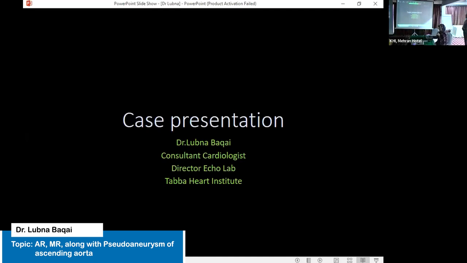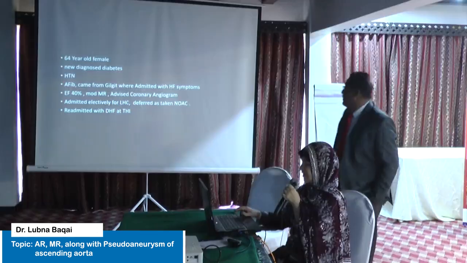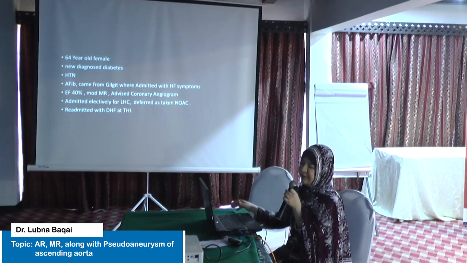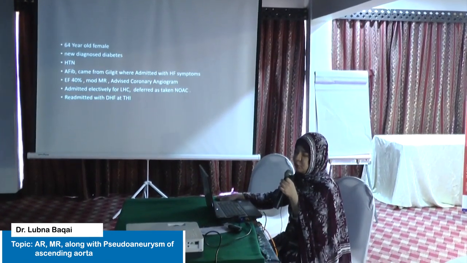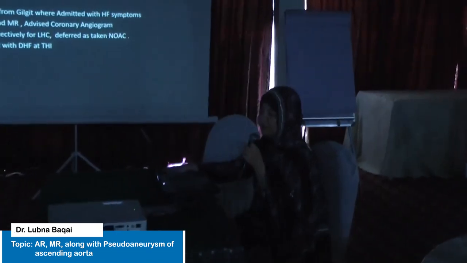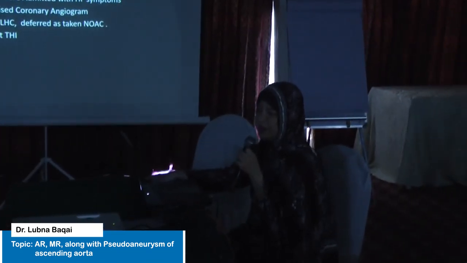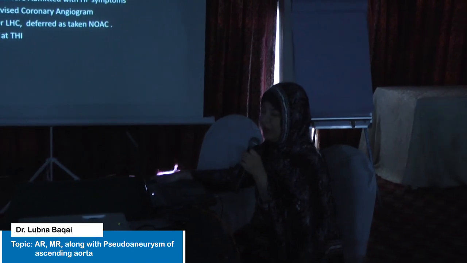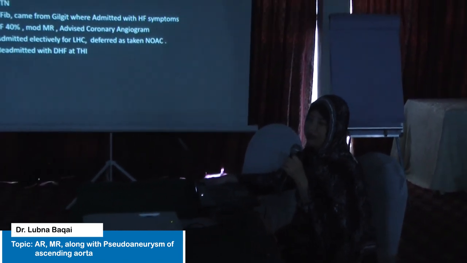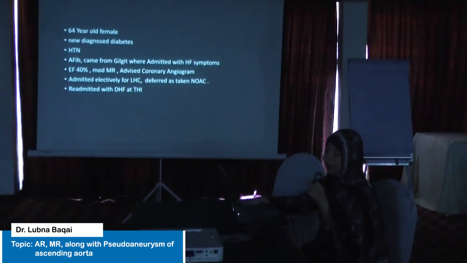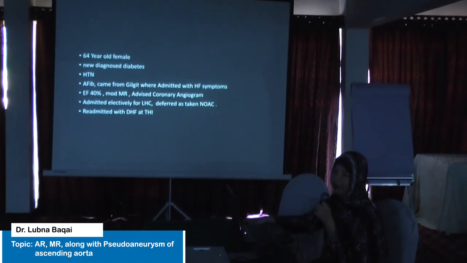Today I would like to present a case done 2 days back in the emergency, which I prepared yesterday. This is a case of a 64-year-old female referred to Tabba Institute from Gilgit. She was newly diagnosed with diabetes and hypertension, with no known atrial fibrillation. Echo done at Gilgit showed an EF of 40% and moderate MR, and she was referred here for a coronary angiogram.